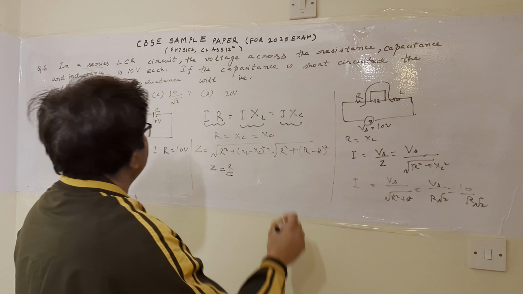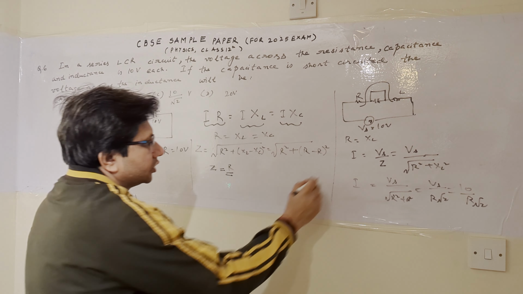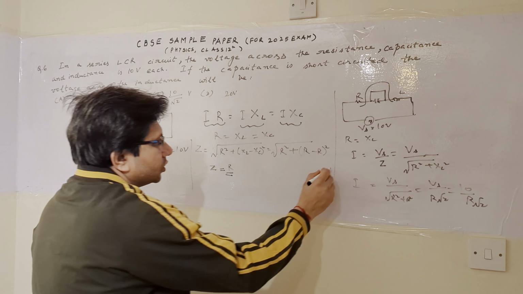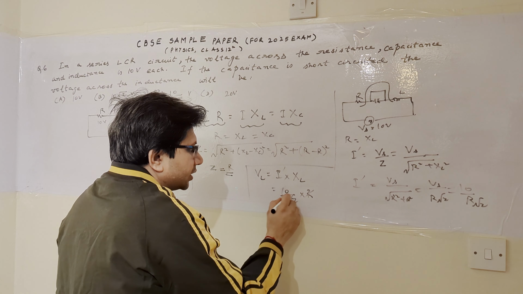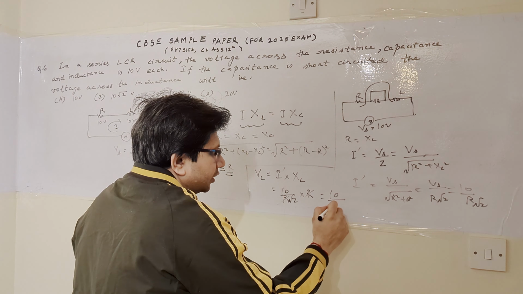Now we have to find out the voltage across the inductor. Suppose it is V sub L. For example, we call this current I dash. So V sub L is I dash multiplied by XL. Now I dash is nothing but 10 upon R root 2, and XL we have calculated as R. So this R cancels with this R and we get the final value as 10 upon root 2. This is the value of the voltage across the inductor.